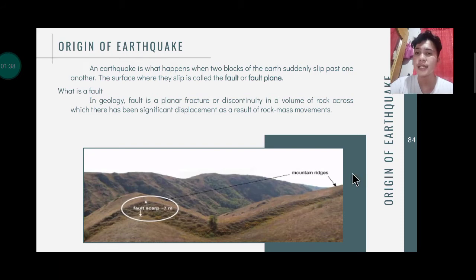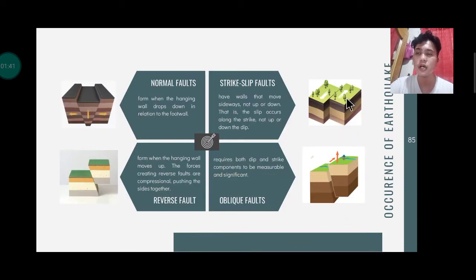To understand that, these are the types of faults. First is the normal fault. It forms when the hanging wall drops down relative to the footwall. This is the footwall, and this is the hanging wall. The main reason it is called the footwall is because it is where we could stand, and this is the hanging wall because it is beneath the footwall. As you can see, there are three directions: first is to the left and downward, next is to the right.